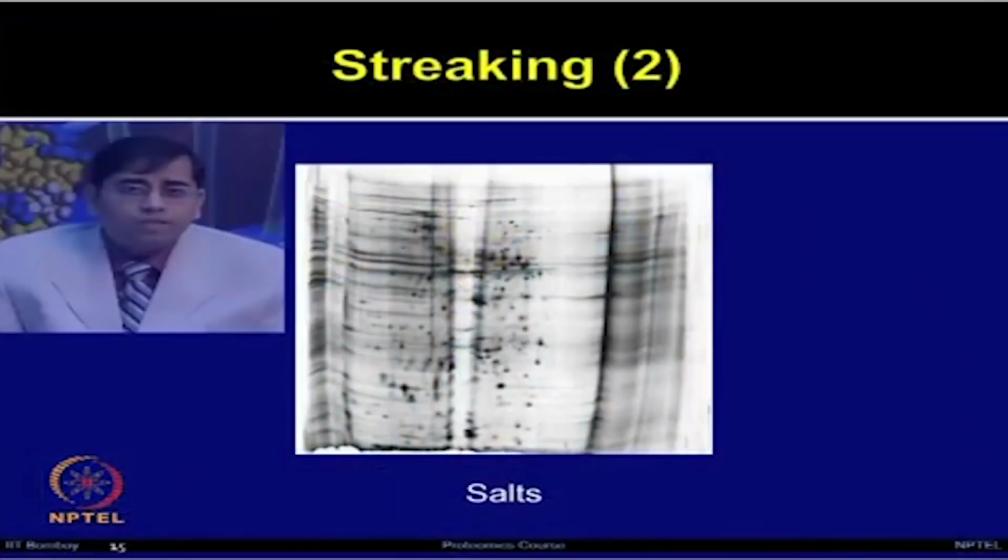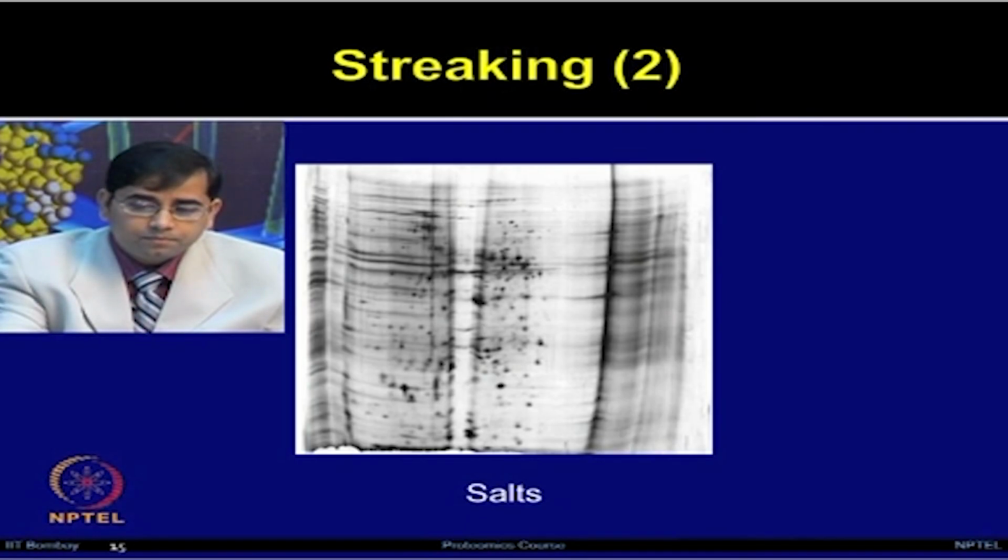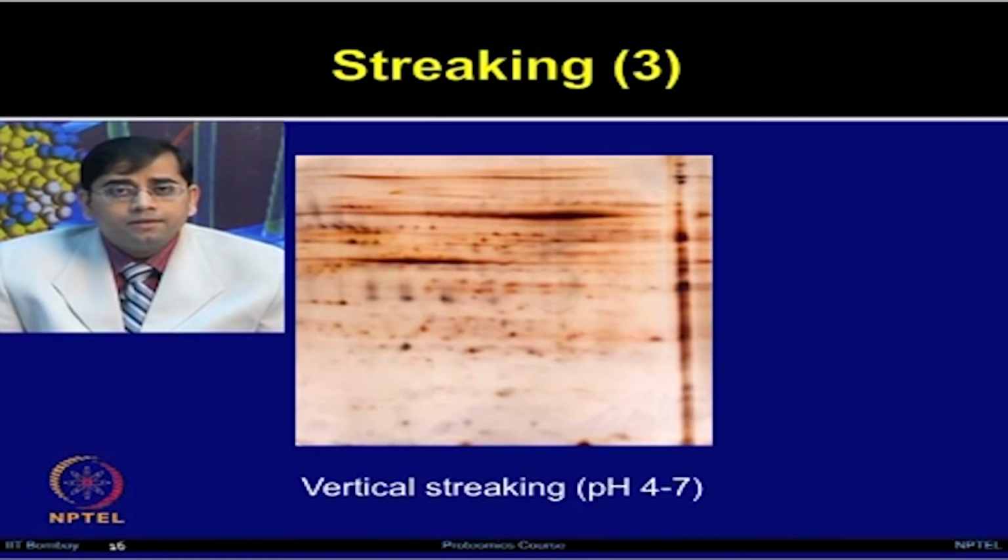As shown in this gel, the presence of salt can be interfering and may result in vertical streaking. If you are using a narrow pH gradient strip such as a 4 to 7 pH strip, then vertical streaking can appear, because all the proteins beyond 7 pI will stack together in that region.